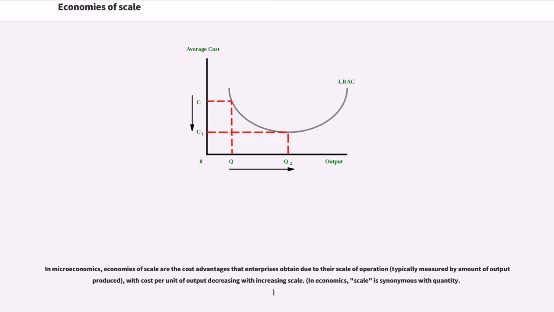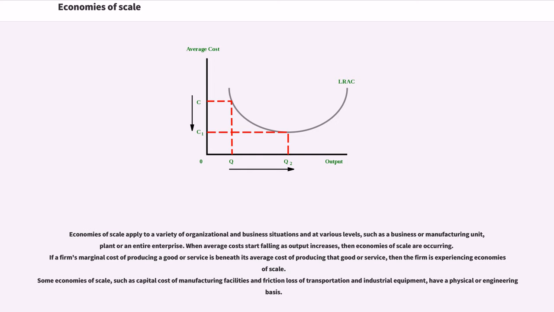Economies of scale. In microeconomics, economies of scale are the cost advantages that enterprises obtain due to their scale of operation, typically measured by amount of output produced, with cost per unit of output decreasing with increasing scale. In economics, scale is synonymous with quantity. Economies of scale apply to a variety of organizational and business situations and at various levels, such as a business or manufacturing unit, plant or an entire enterprise.